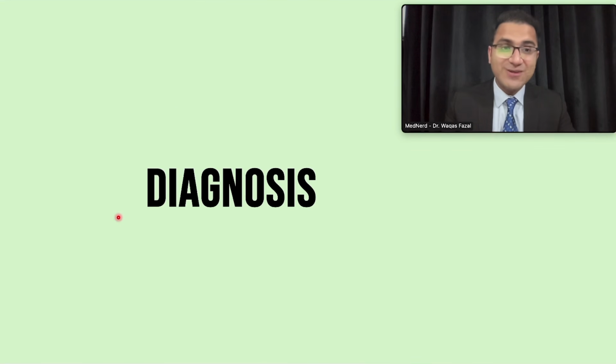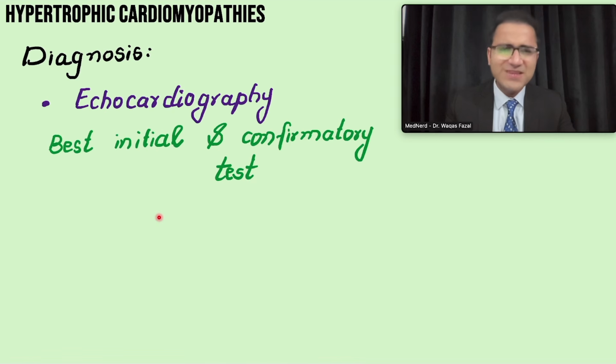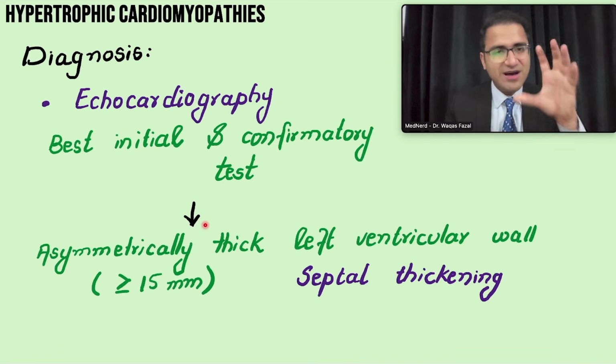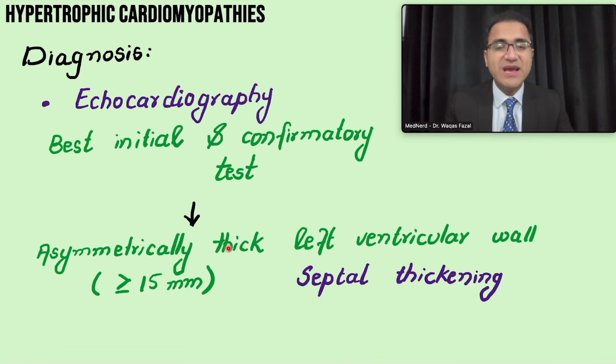Now coming to the diagnosis of hypertrophic cardiomyopathy. The main investigation, the initial and the best investigation, is echocardiography. You perform echo and you look at the heart. What you see is an asymmetrically thick left ventricular wall, greater than or equal to 15 millimeter in adults, with predominant septal thickening, asymmetrical thickening of the left ventricle.